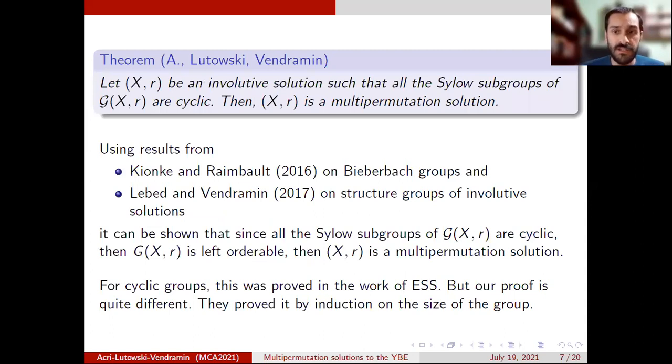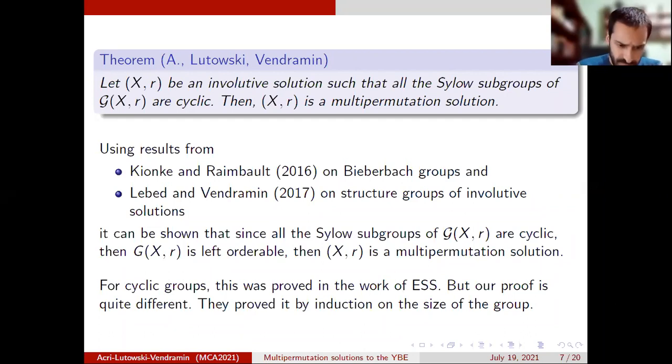If all the Sylow subgroups of the permutation group are cyclic, then the solution is a multipermutation solution. To prove this, we made use of several results of Kionke and Rimbaud on Bieberbach groups, and the work of Lebed and Vendramin on structure groups of involutive solutions. We can see that the hypothesis on the Sylow subgroups implies the left orderability of the structure group, and this is equivalent to X being a multipermutation, as we have seen.